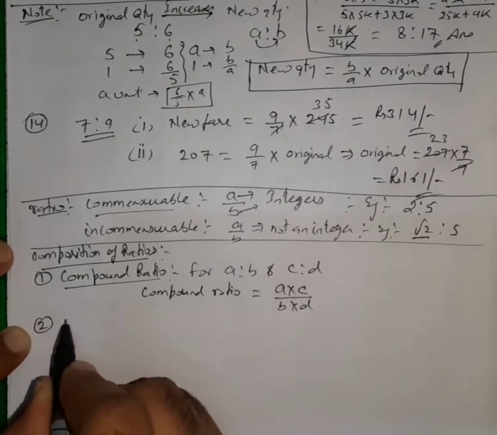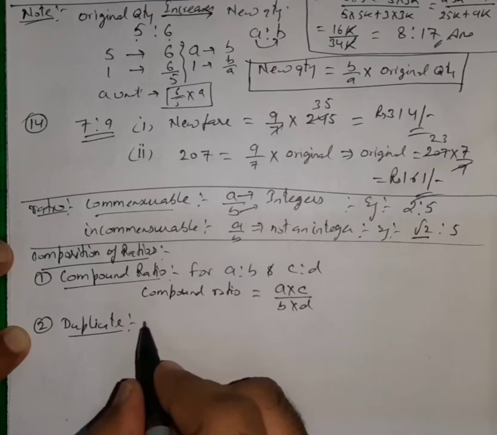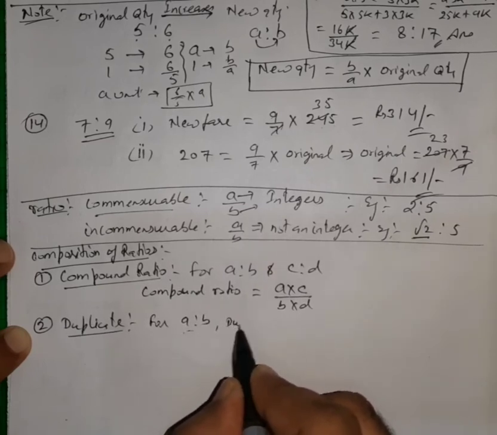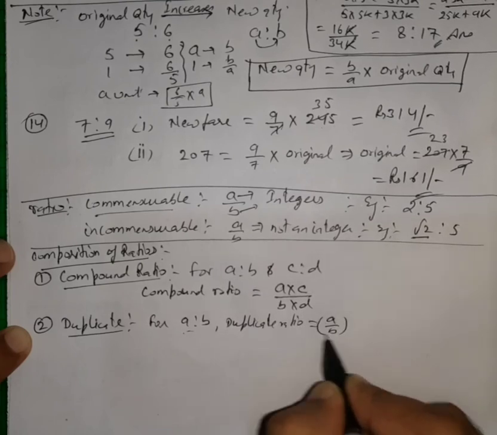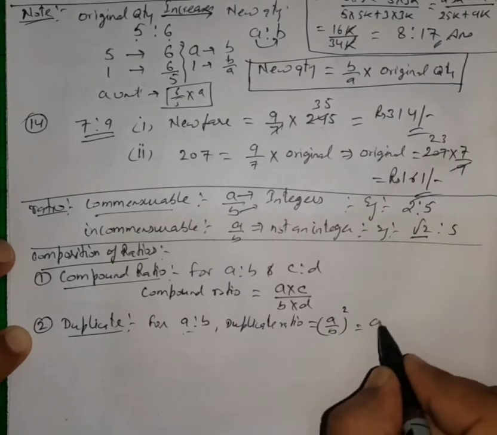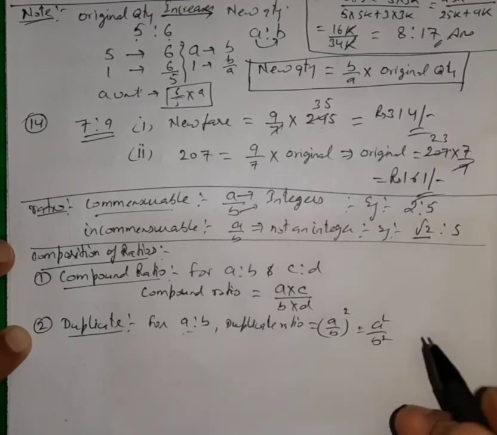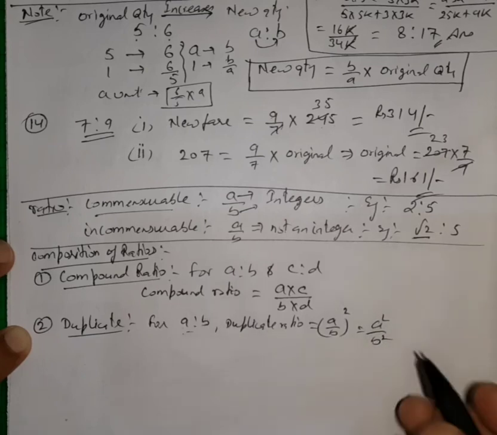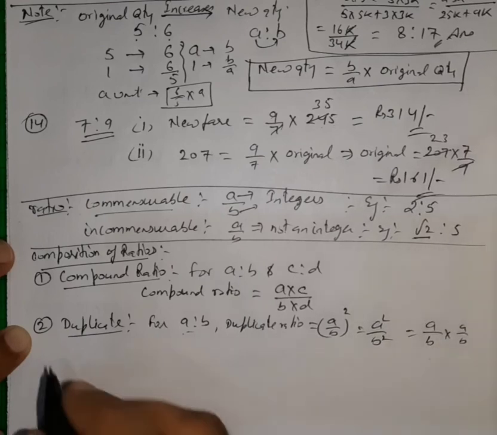Next is duplicate. The duplicate ratio means we will square the ratio. So for A is to B, the duplicate ratio is A over B whole square. Means we will square both, that is A square over B square. So we will multiply the given ratio twice, or we can say A over B multiply A over B. So this is the meaning of duplicate.